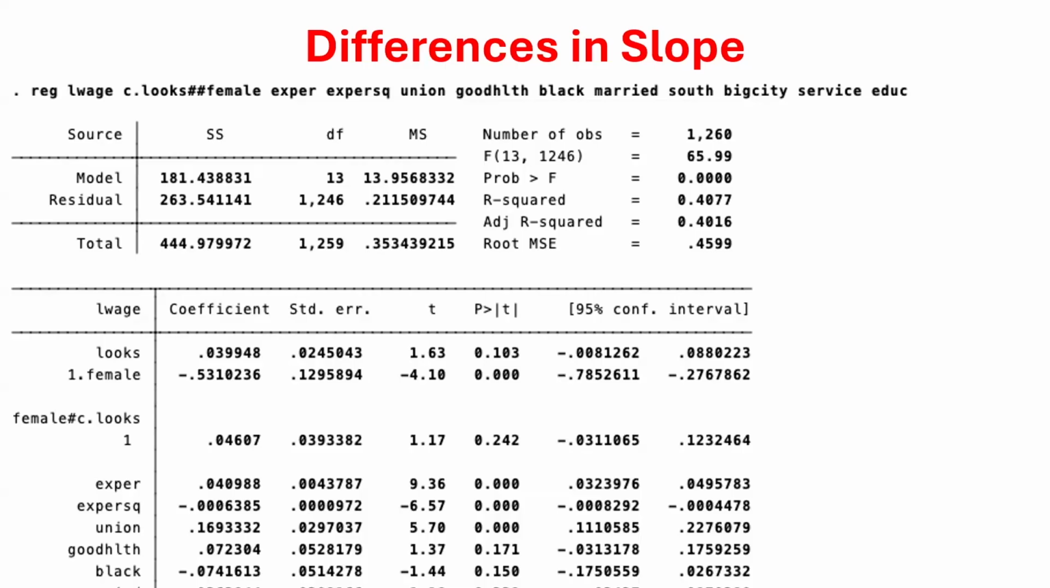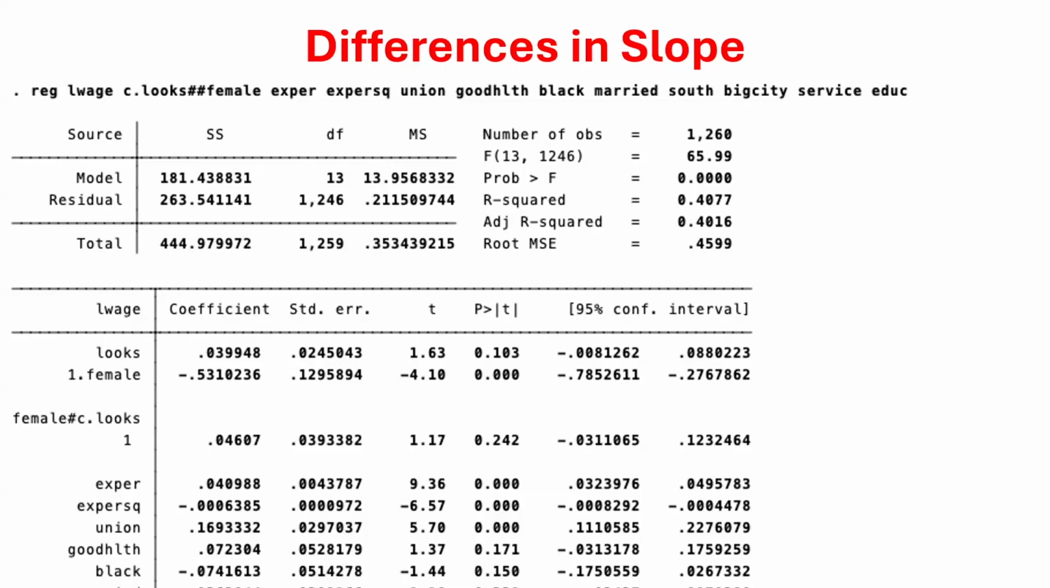And here's where we have to start thinking a little harder about what the total marginal effect of this looks variable is for females. If looks goes up by 1 for a female, it would be the looks coefficient plus the interaction term's coefficient. So the marginal effect is now going to differ for males versus females. What's one way to think about why? We've got to use a little bit of math here.